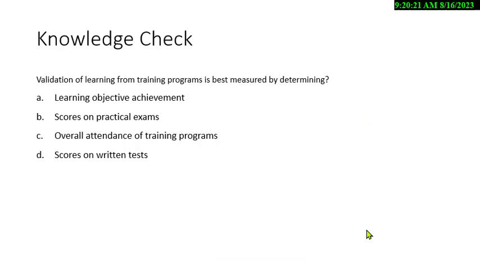Okay. So validation of learning from training programs is best measured by what? A, learning objective achievements; B, scores on practical exams; C, overall attendance on training programs; D, scores on written test. Well, we can eliminate B and D because they're the same answer. They're scores. So it's going to be A or C. What do you think? Okay. Very good. Learning objective achievements.